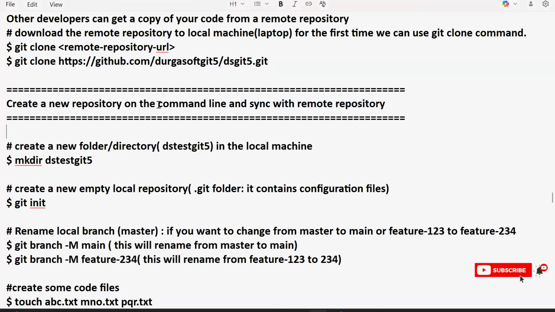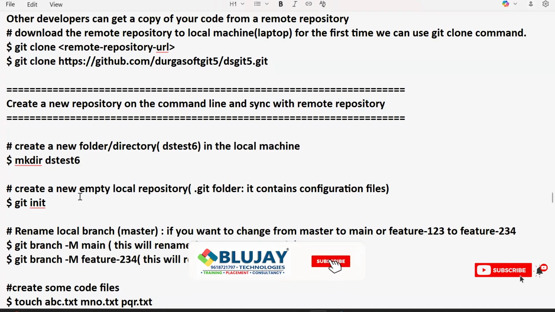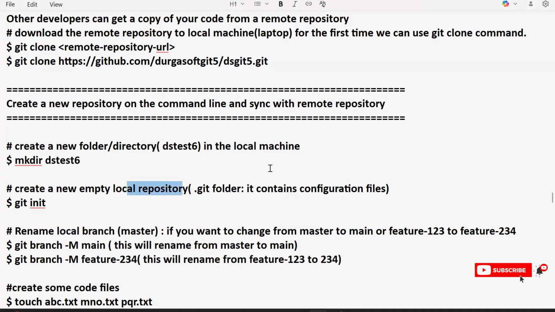I want to create a new repository on the command line and sync it with the remote repository. So create a new folder directory, dsgit 6, on the local machine. Now create a new empty local repository. How can you create a new empty local repository? By using the git init command.